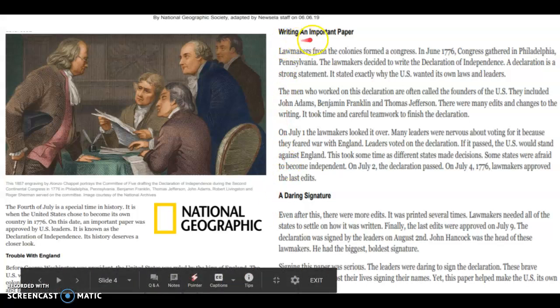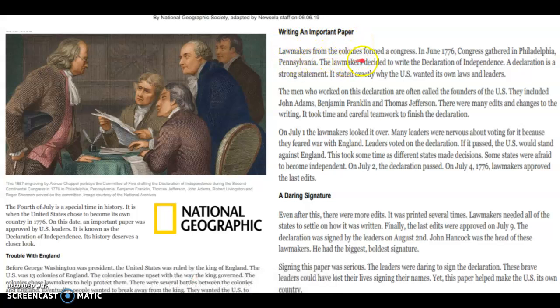Next, it says writing an important paper. Lawmakers from the colonies formed a Congress. In June 1776, Congress gathered in Philadelphia, Pennsylvania. The lawmakers decided to write the Declaration of Independence. A declaration is a strong statement. It stated exactly why the U.S. wanted its own laws and leaders.